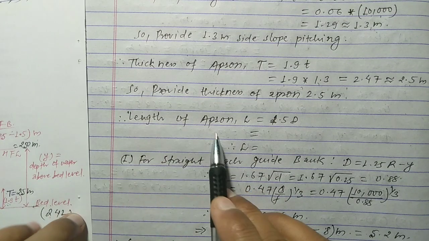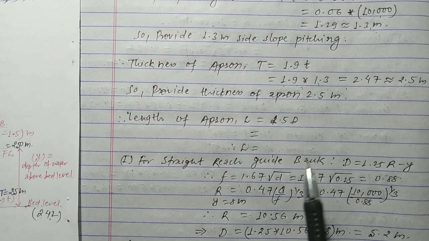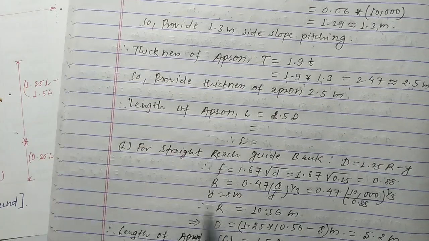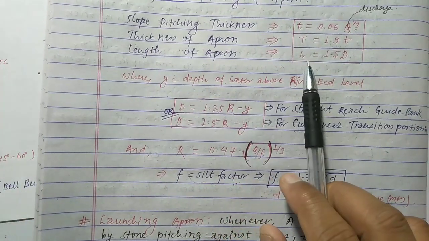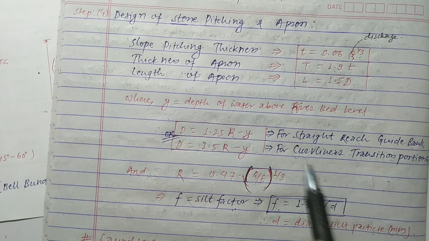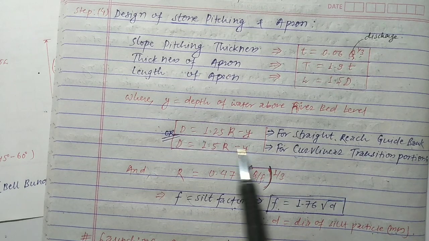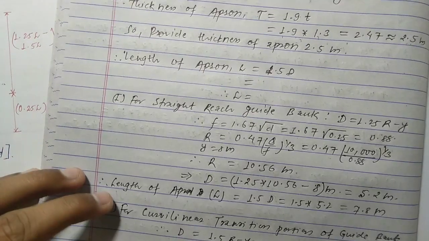Now we have to calculate length of apron, that is L equal to 1.5 times of D, and for this we have two different conditions. As we discussed, the length of apron can be calculated equal to 1.5 times of D, and the value of D is taken 1.25 (R minus y) for the straight, and D equal to 1.5 (R minus y) for the curvilinear. So we have these two conditions. Okay, and we have to calculate these two conditions individually.